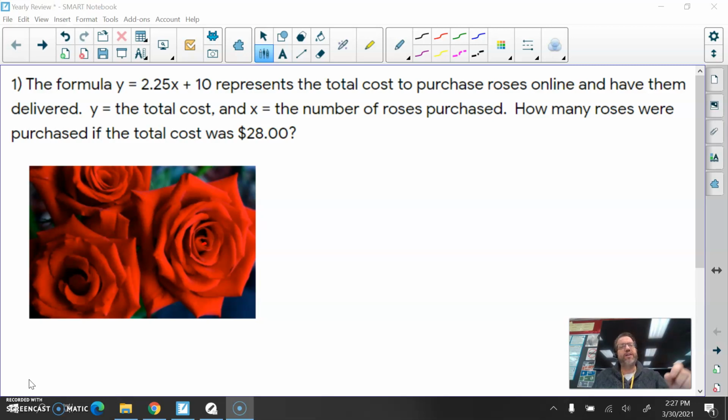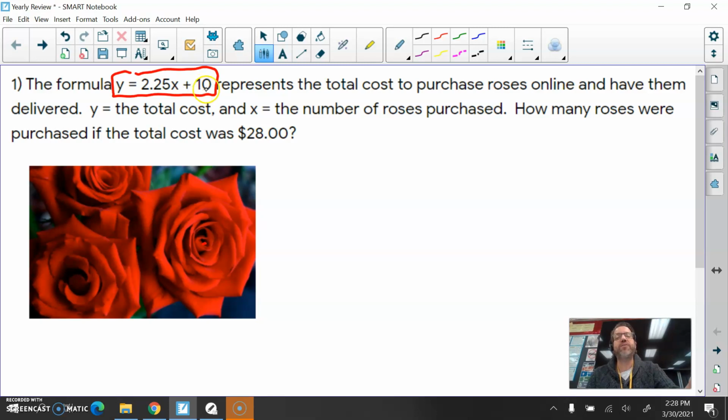We have the formula y equals 2.25x plus 10. And that represents the total cost to purchase roses online and have them delivered. Y equals the total cost. That's how much you're going to pay in total for the roses, to buy them and to have them delivered. And x equals the number of roses purchased. See, we're using x here because that number can change. If you're entering this number on a website, you can change it. You can order 6 roses, you could order 9 of them, 12 of them, however many roses you wish. And once you substitute that in, it's going to change the total cost.